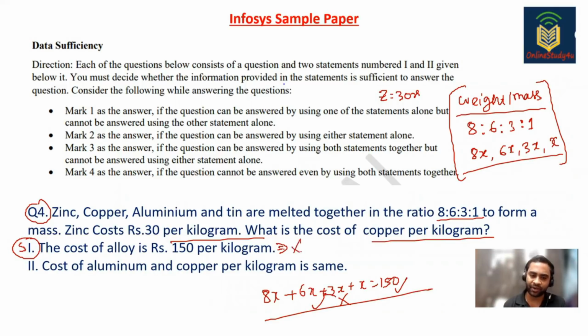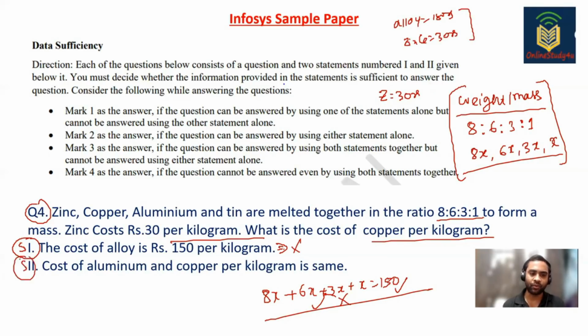So we know the alloy cost, but from the alloy cost we will not be able to find the cost of copper. We know the alloy cost is 150 rupees, and we also know zinc is 30 rupees per kg, but from here the data is not sufficient to calculate.